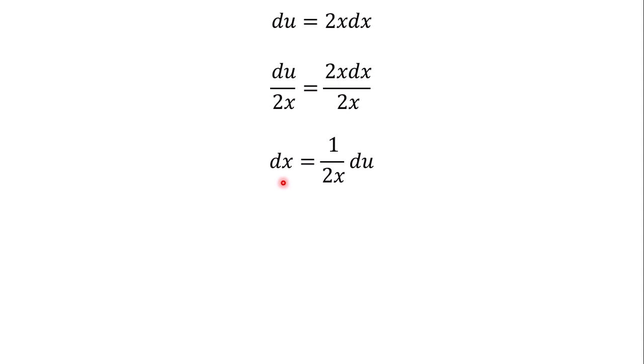Here this one is equal to this, and u is equal to x squared. So let's put them into the integral: 2x sine inverse of u multiplied by 1 over 2x du. Here, this one is here because of the cancellation. I want to show you the cancellation aspect, that's why I maintain it here. So here this one will cancel out with this one. It will be left with sine inverse of u.